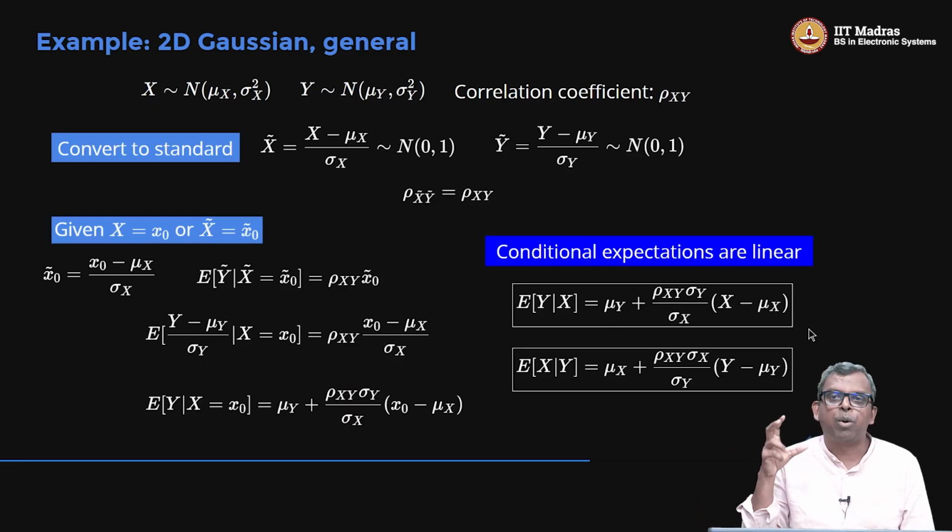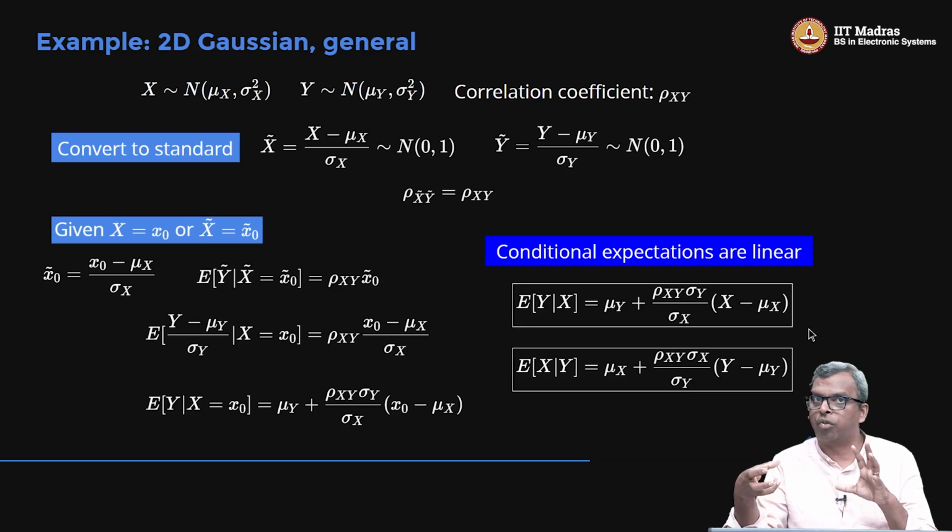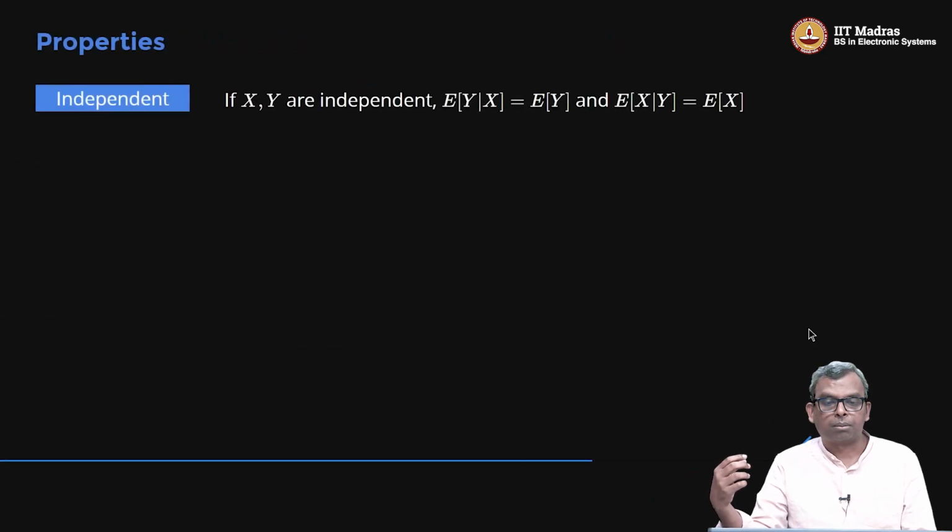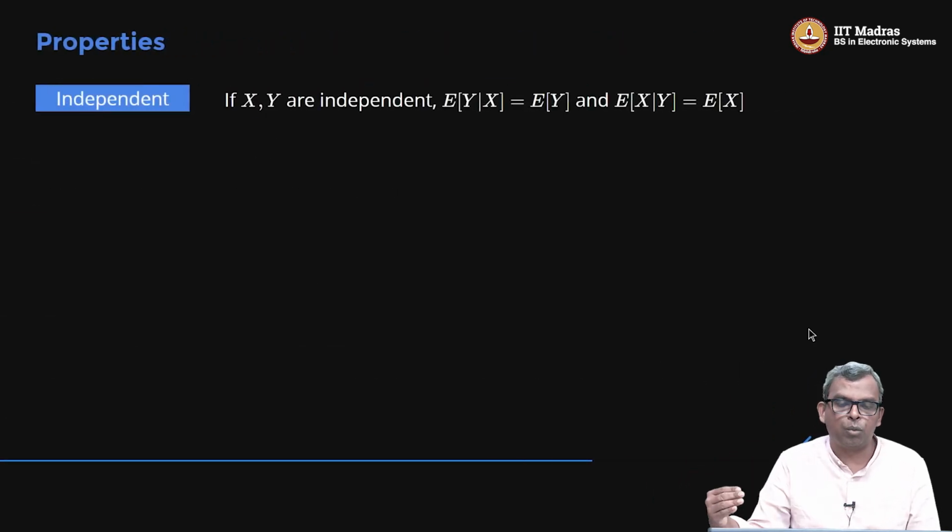Okay. So the most important thing is that for 2D Gaussian, jointly Gaussian random variables, the conditional expectations become linear in x. Okay, they are linear functions of x. The expected value of y given x is generally a function of x, but for the 2D Gaussian case, it becomes a linear function of x. Okay, so the final thing I'm going to do is conclude with some properties.